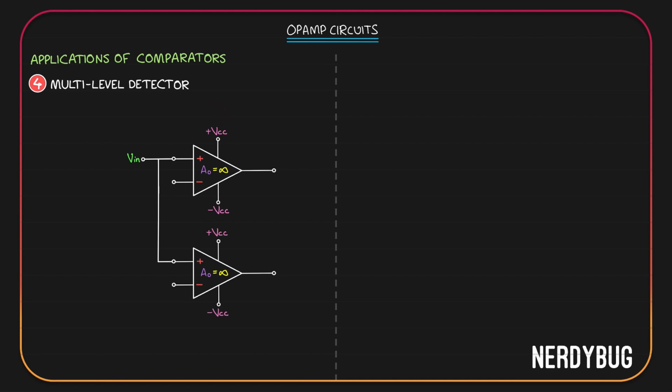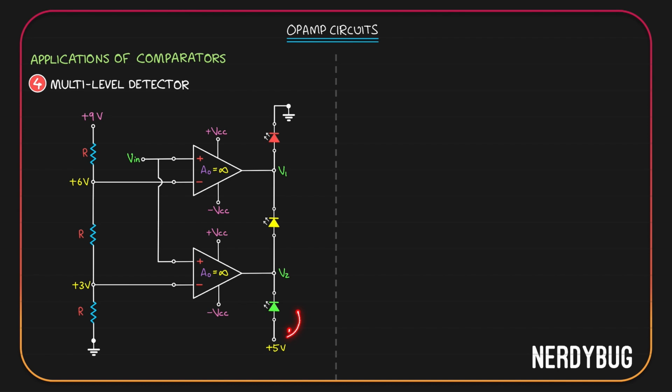For the reference voltage, again we'll take a voltage divider from plus VCC, and this time also we will have three resistors. To make it simpler, let us assume that R1, R2 and R3 are equal, and let us say plus VCC is 9 volt. Plus 9 volt will be divided between three equal resistors. So here we'll get plus 6 volt and here we'll get plus 3 volt. For the first op-amp, reference will be taken from here. For the second one, it will be taken from here. Let's take V1 and V2 as the individual outputs. Finally, we will connect three LEDs like this. Here we give some plus 5 volt and here we have 0.